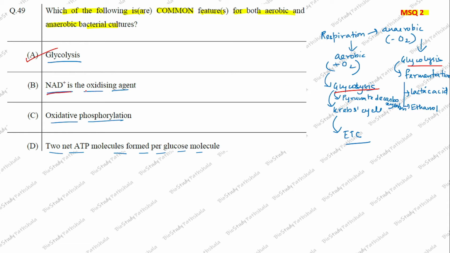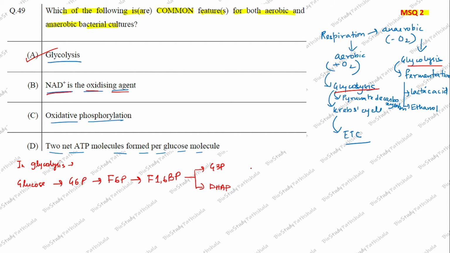Next is NAD plus is the oxidizing agent. In glycolysis, glucose forms glucose 6-phosphate. After it forms fructose 6-phosphate. After it is converted into fructose 1,6-bisphosphate. Next, it forms glyceraldehyde 3-phosphate and DHAP, that is dihydroxyacetone phosphate.